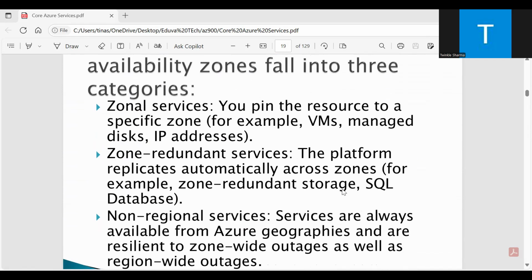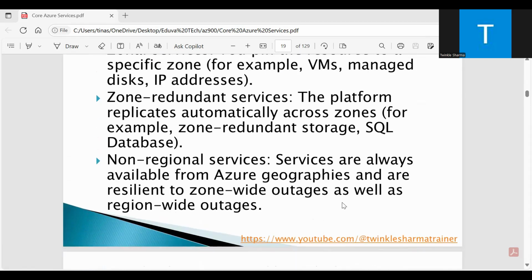So, what are the zonal services? You pin the resource to a specific zone. For example, virtual machines, managed disks, and IP addresses. Whereas in the zone-redundant services, the platform replicates automatically across zones. For example, zone-redundant storage and SQL Database. And non-regional services are always available from Azure geographies and are resilient to zone-wide outages as well as region-wide outages.